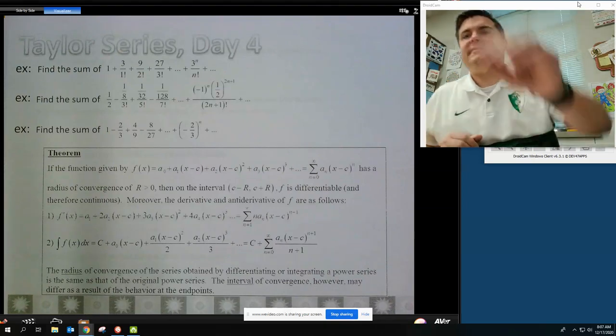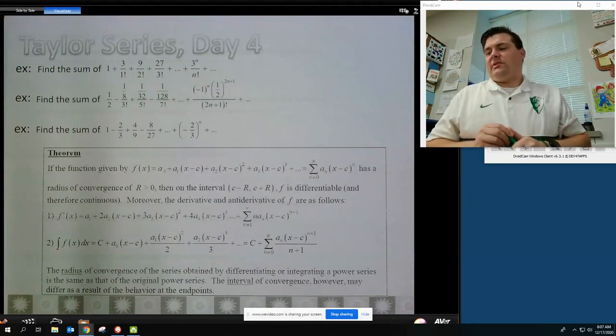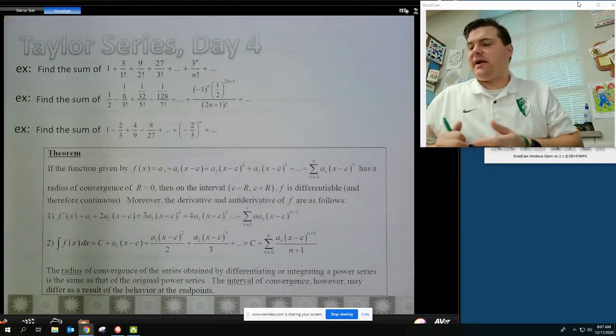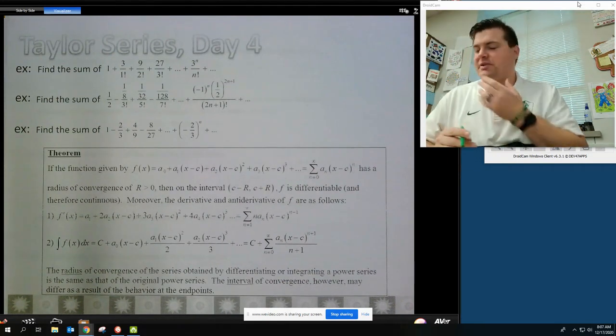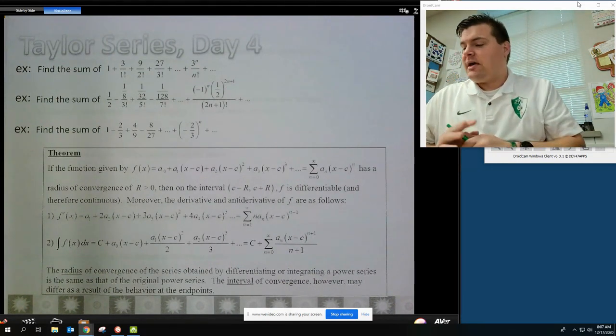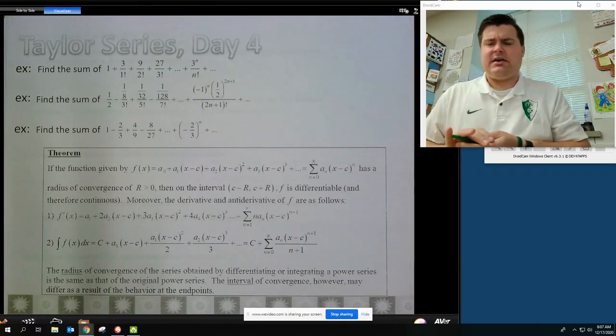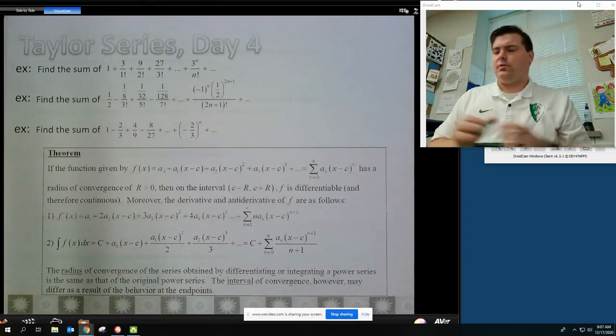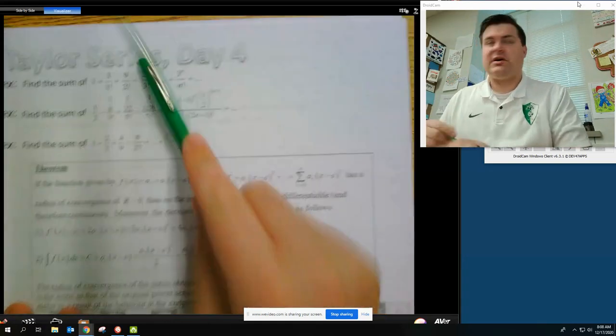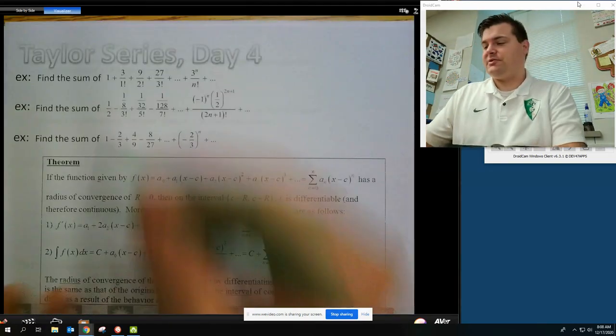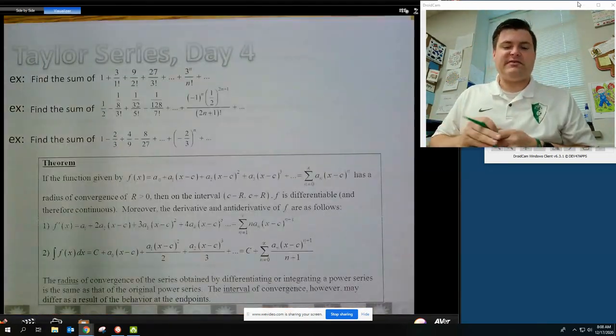Day 4 of Taylor series. Big thing today is we're going to start figuring out how to find the sum using Taylor series and other series, and then putting it all together in a free response from stuff we've already done before with Taylor series. So first off, we're going to be finding the sum of these first 3 problems. And there's only a couple ways to find the sum.